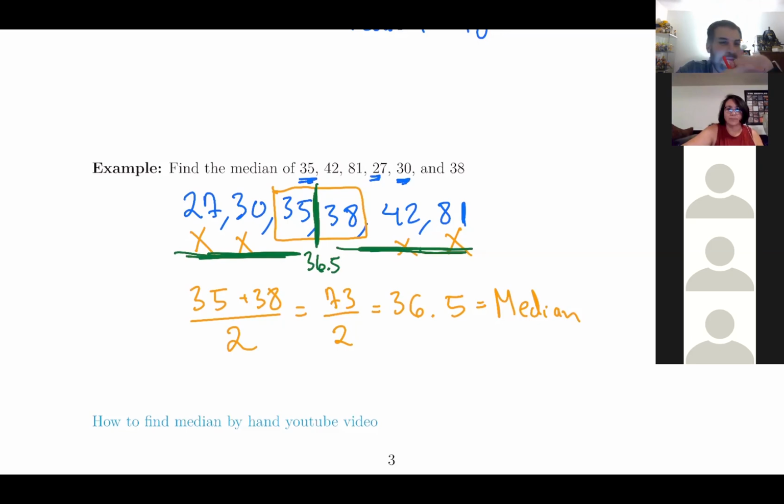All right. Bonus question: I want you to find the mean of this data set. Just find the mean of the data set. Once you find the mean of the data set, post it on chat. And let me do that too.